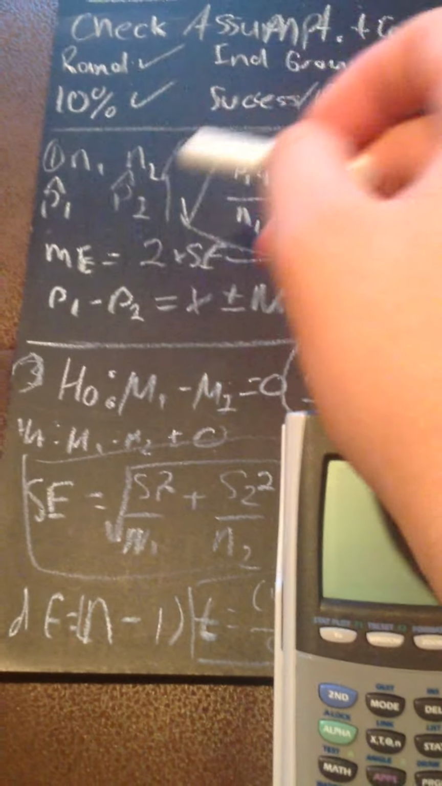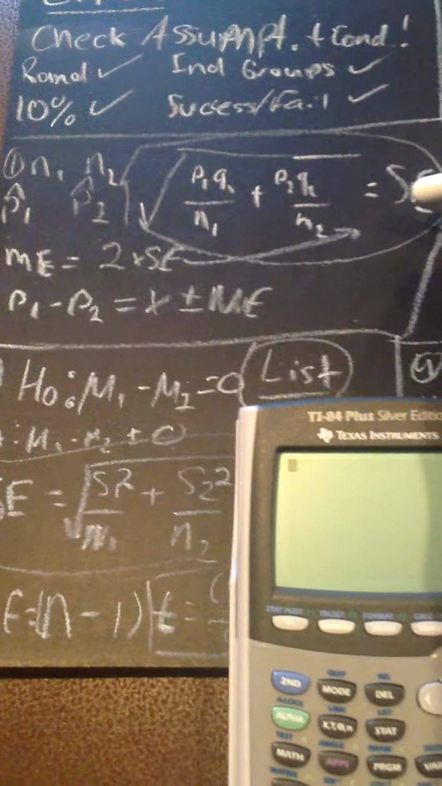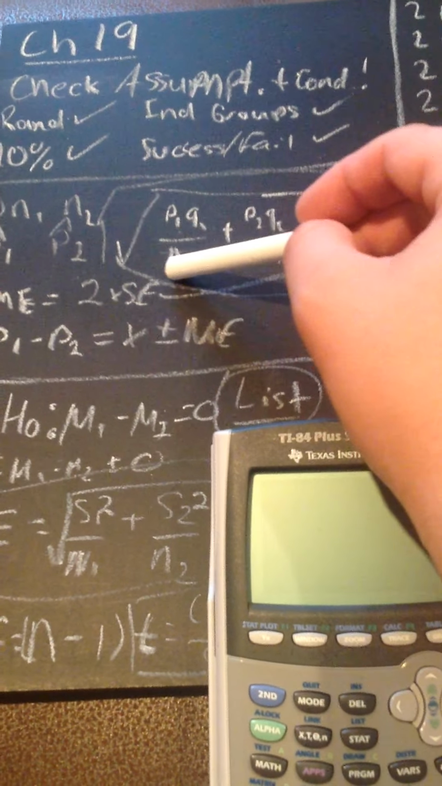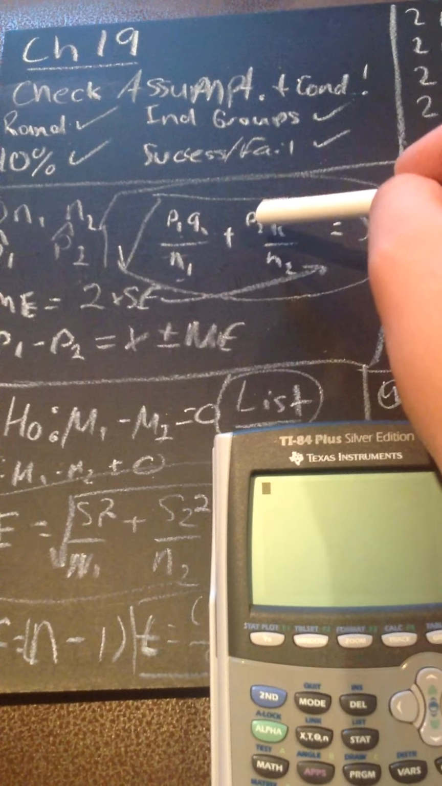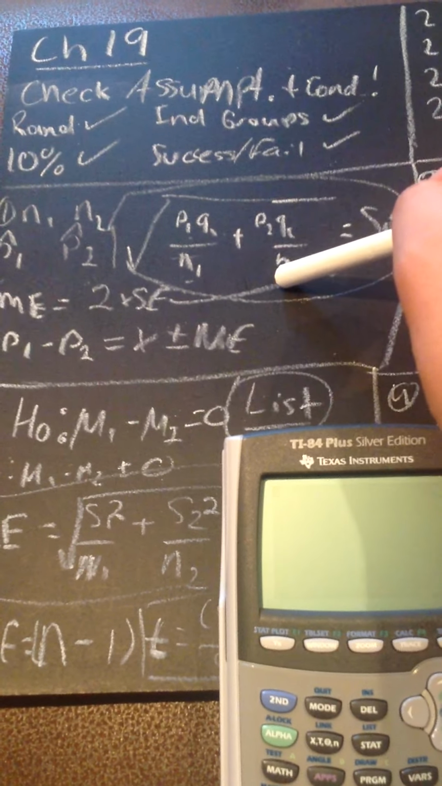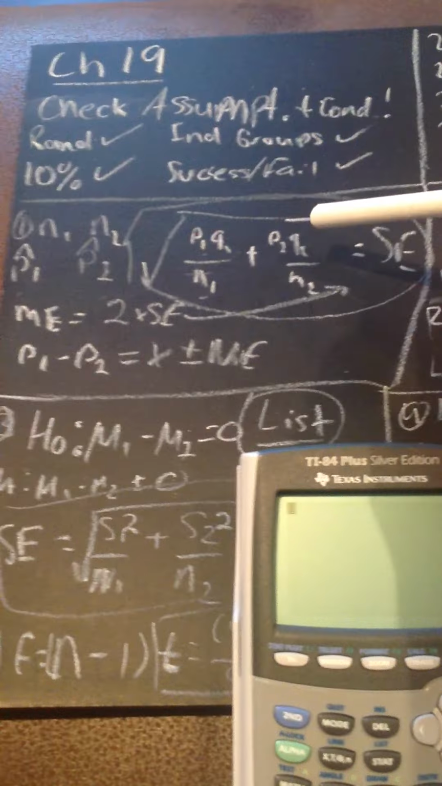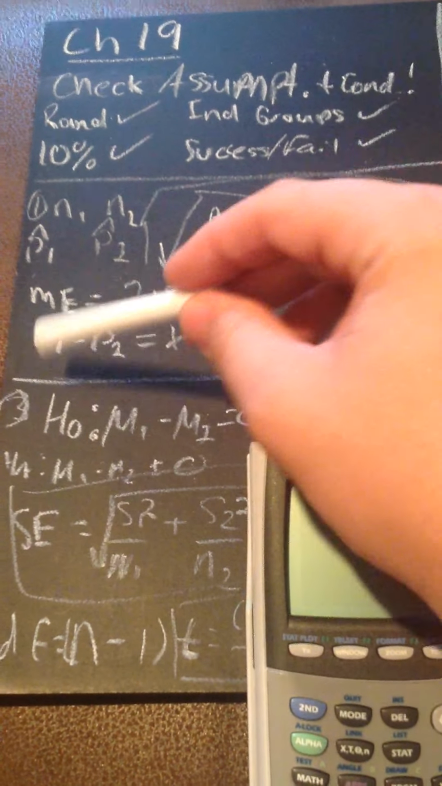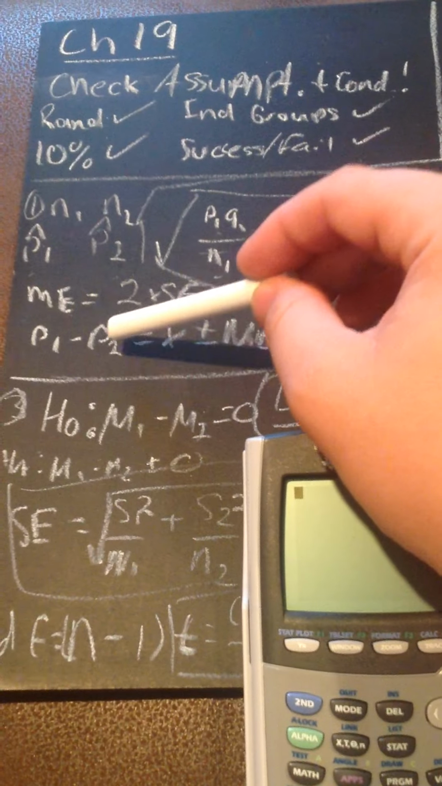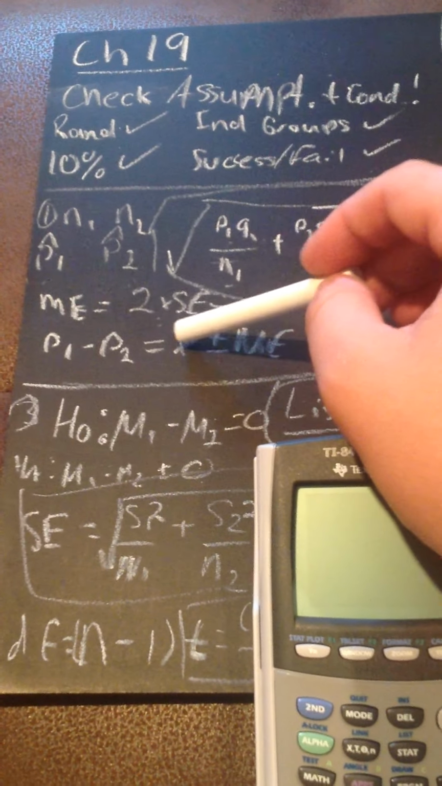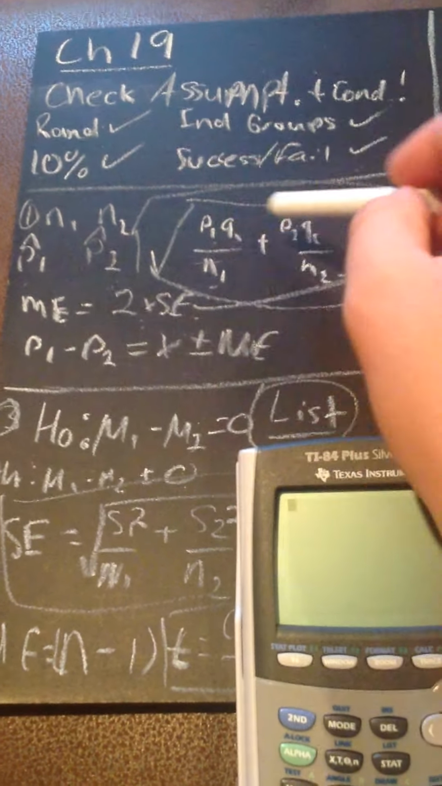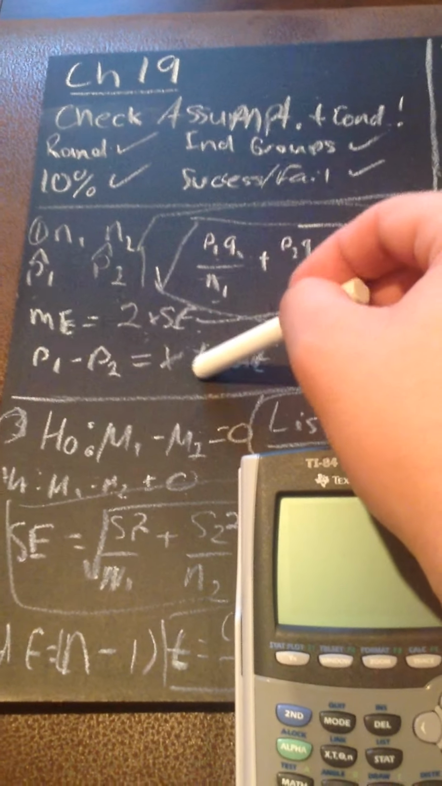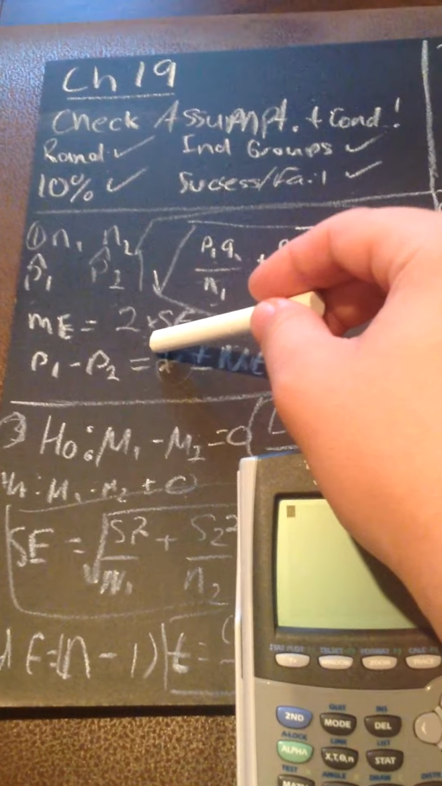Okay, you get all the information here, and you plug it in to find the standard error. Square root of p1 q1 over n1. Remember, q is just 1 minus p. And then you just do that for list 2, and you add them together, and you find your standard error. ME is just 2 times your standard error. And then, to find your probability of p1 minus p2, you do x, or to solve this question, you do x plus or minus ME. x is just the mean. Okay?